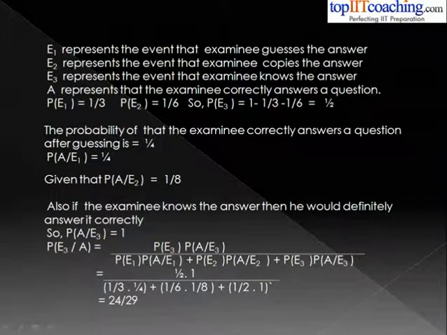So P of E3 by A would be equal to P of E3 into P of A by E3 divided by P of E1 into P of A by E1 plus P of E2 into P of A by E2 plus P of E3 into P of A by E3. Thus this is equal to 1 by 2 into 1 divided by 1 by 3 into 1 by 4 plus 1 by 6 into 1 by 8 plus 1 by 2 into 1. So this is equal to 24 by 29. The probability that the examinee knew the answer given that he answered it correctly is equal to 24 by 29.